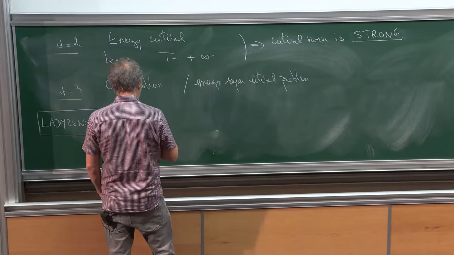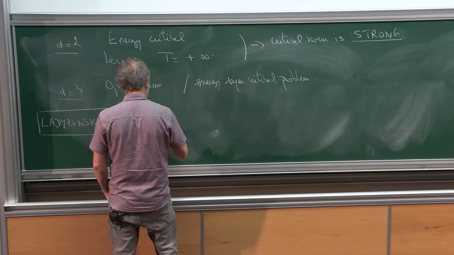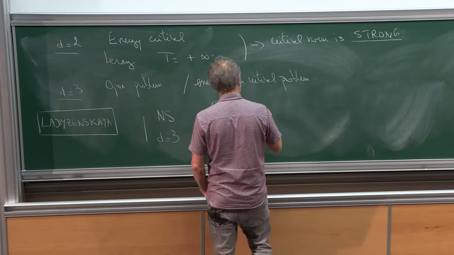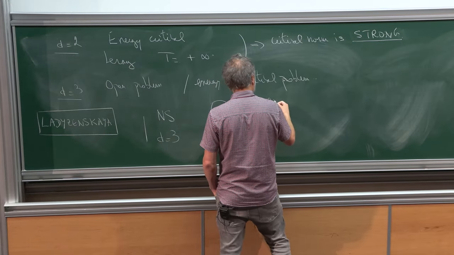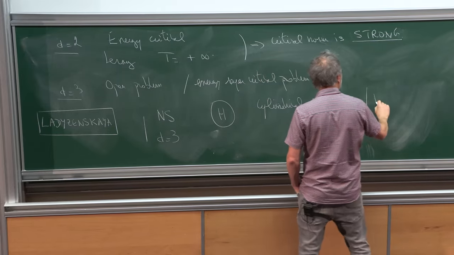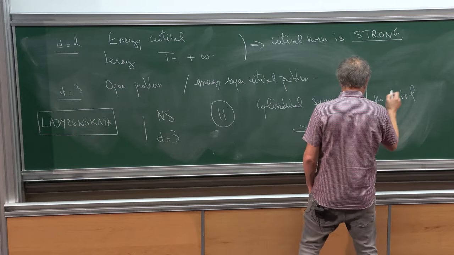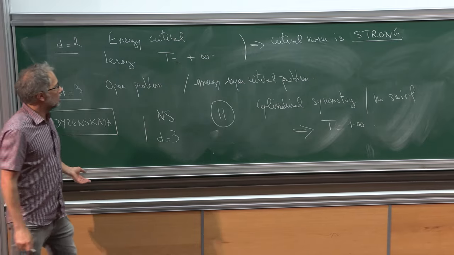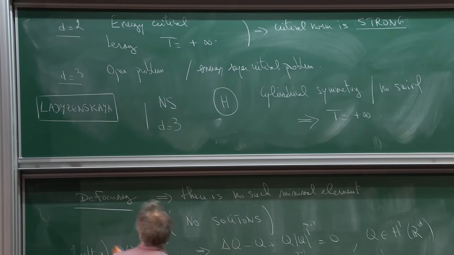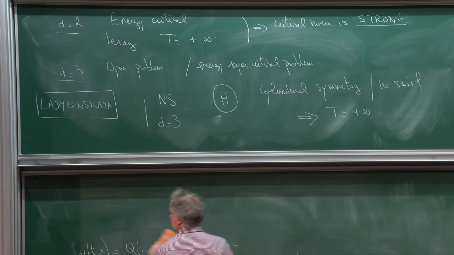Ladyzhenskaya, in the 50s, showed an amazing result: if you look at the Navier-Stokes equation in 3D, and if you assume cylindrical symmetry, no swirl, then you recover global existence, and in fact the solutions go to zero. So what does it mean? It means that if you add structure, if you make a structural assumption on the data, then all of a sudden you recover the control of the solution.